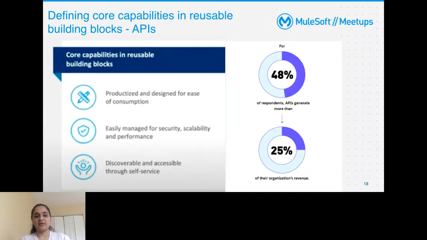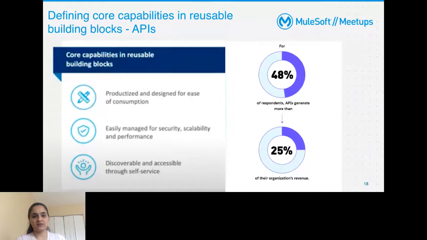IT can make APIs so that the core capabilities are all in reusable building blocks. Not thinking about a single API, but thinking of the API as a product itself, and designing that API for ease of consumption. That makes the organization, the enterprise, a composable enterprise.